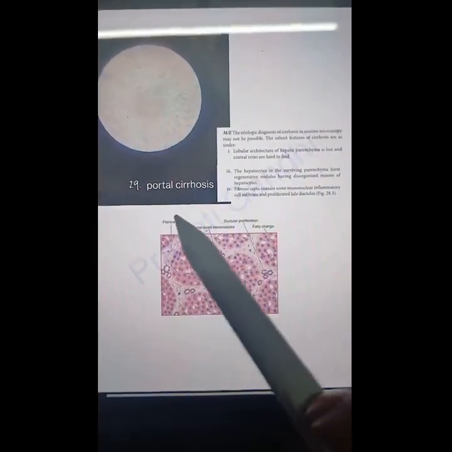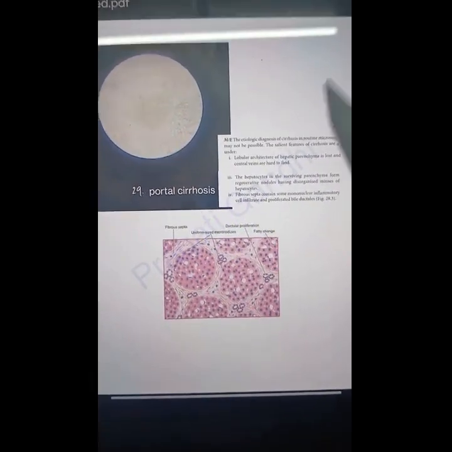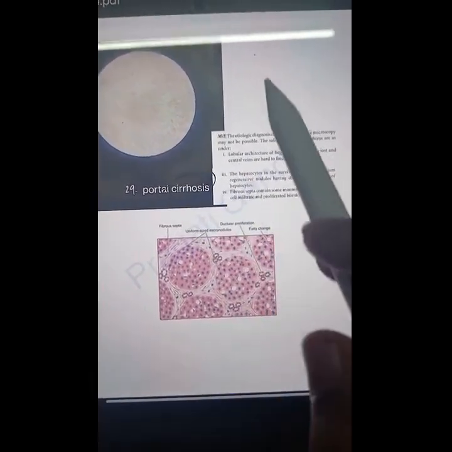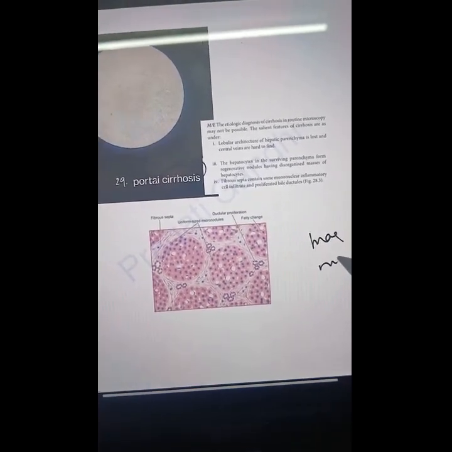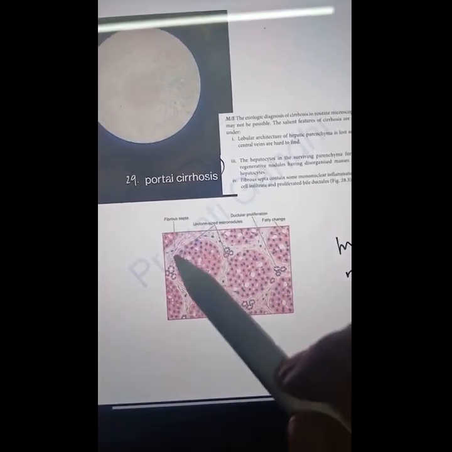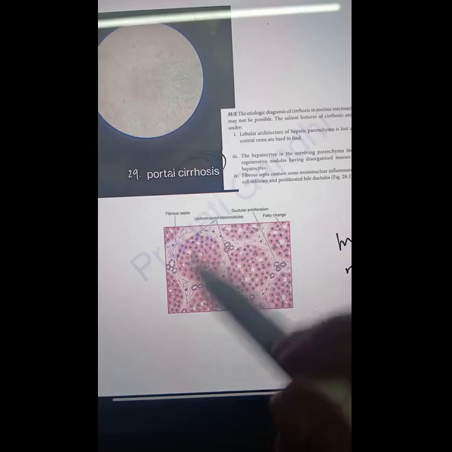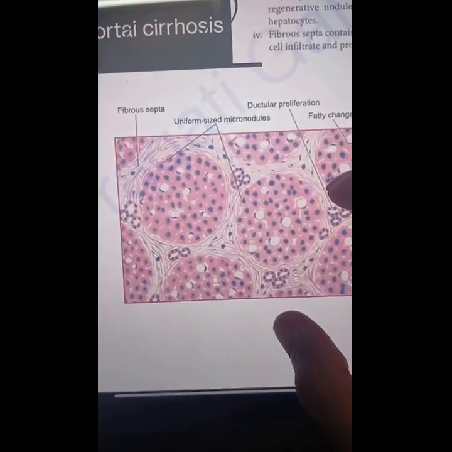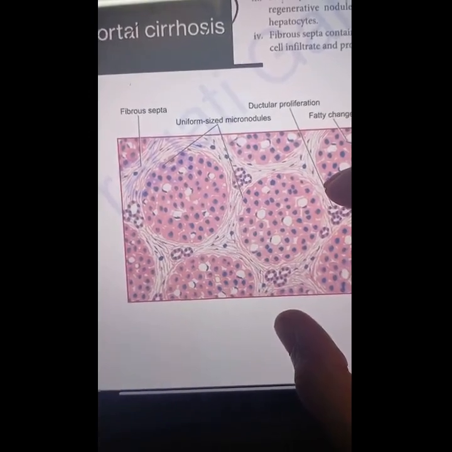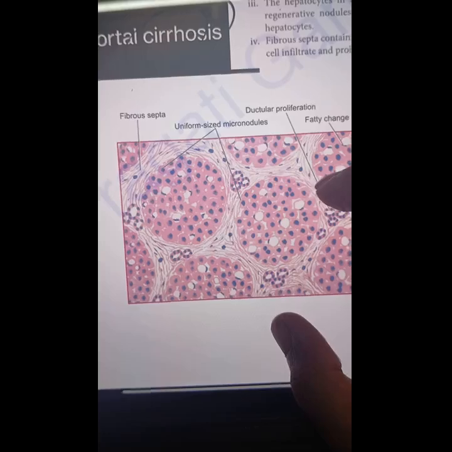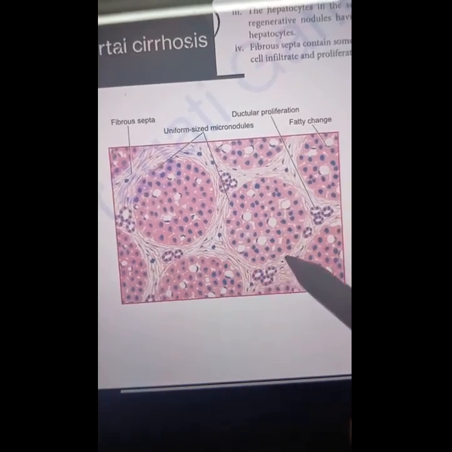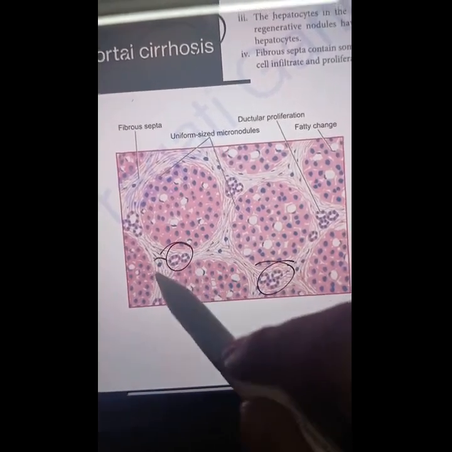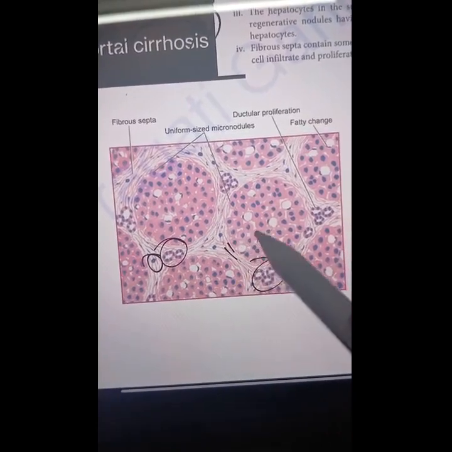The second last one which we have is portal cirrhosis. As the name suggests, it will be of macronodular and micronodular pattern. You can see the fibrous septa, which is infiltrated by a lot of fibroblastic stromal cells, infiltrated by lymphocytes, and by these glands, which are nothing but bile ductular infiltration. You can see bile ductular infiltration, lymphocytes, and a lot of stromal fibroblasts.